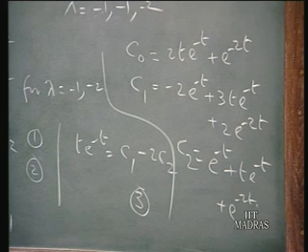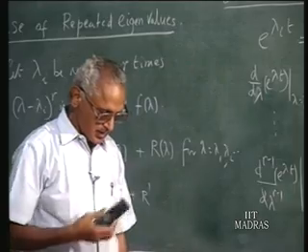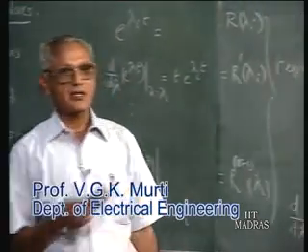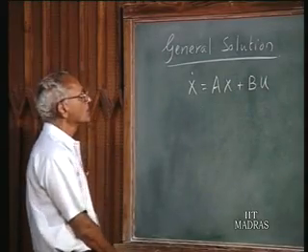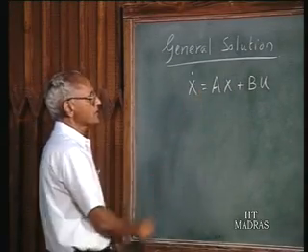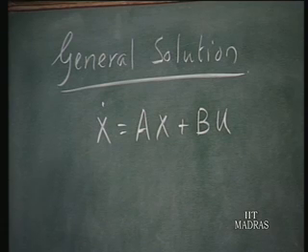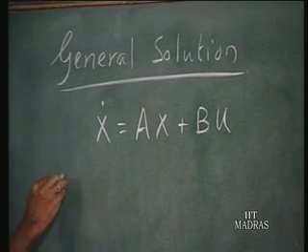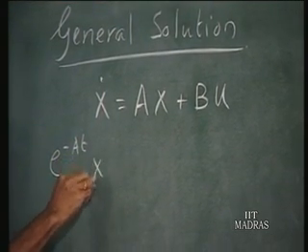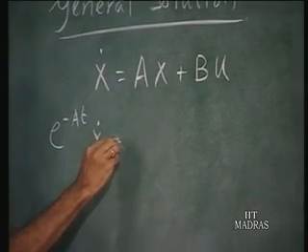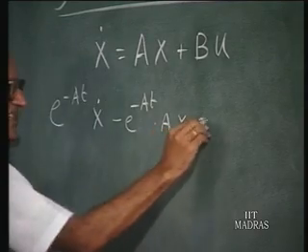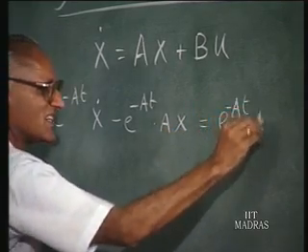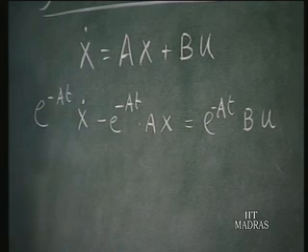Okay. Now, with this background, let us look at the general solution of the state and output equations. Let us look at the solution of the general state equation, not the homogeneous equation as we have considered earlier. To do this, let us multiply by e power minus At right through. You have e power minus At times x dot, with e power minus At times A times x transferred to the other side, equals e power minus At times Bu, where u is a function of time.